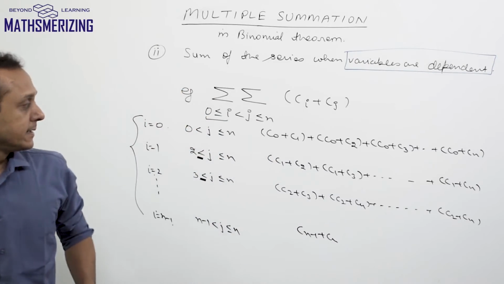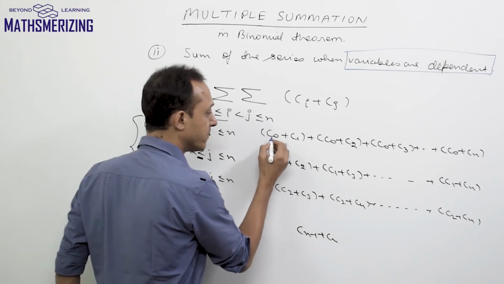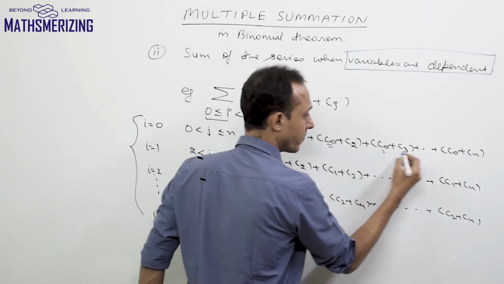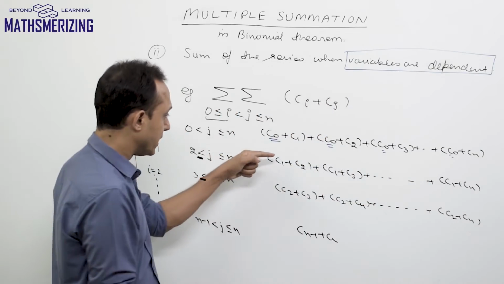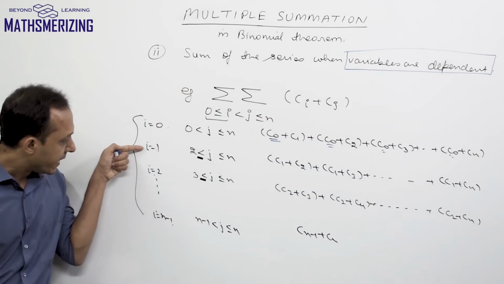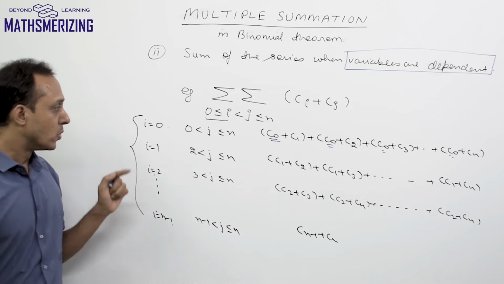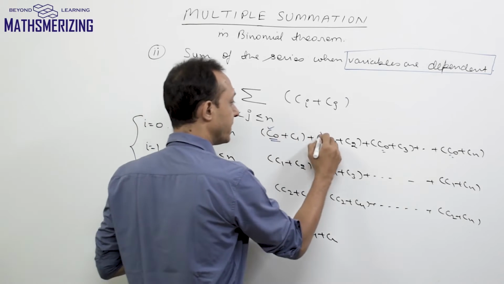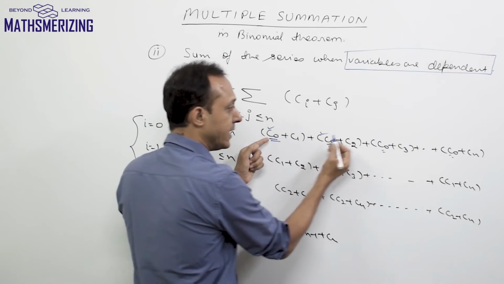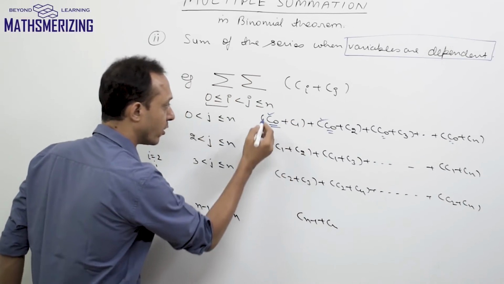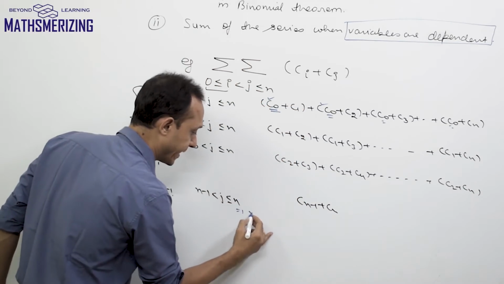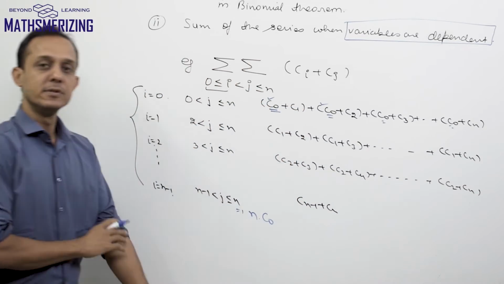Now if I look at this series, how many times do I get this C0? There is no C0 in any term where i is 1 or greater than 1. So I'll get C0 only from the first expression. So I see C0 with each of these terms. Actually C0 in this expression occurs n times. So I'll write n times C0.